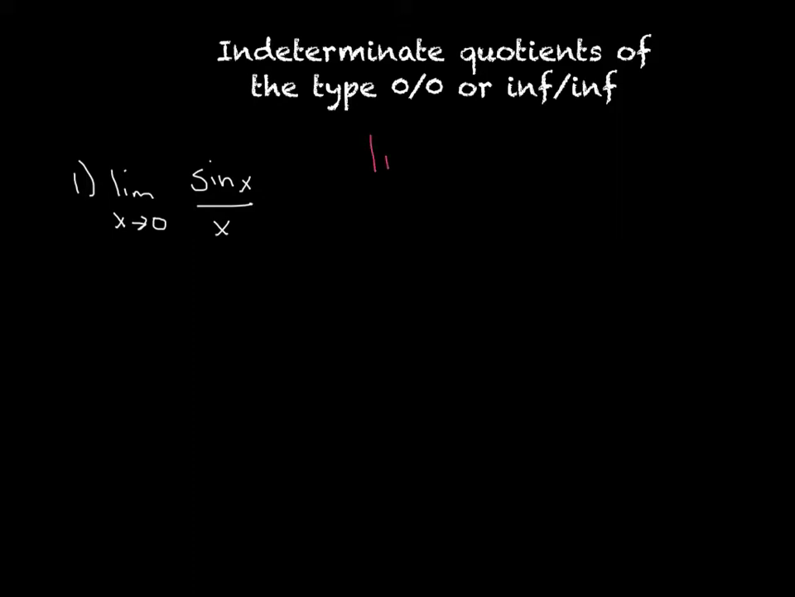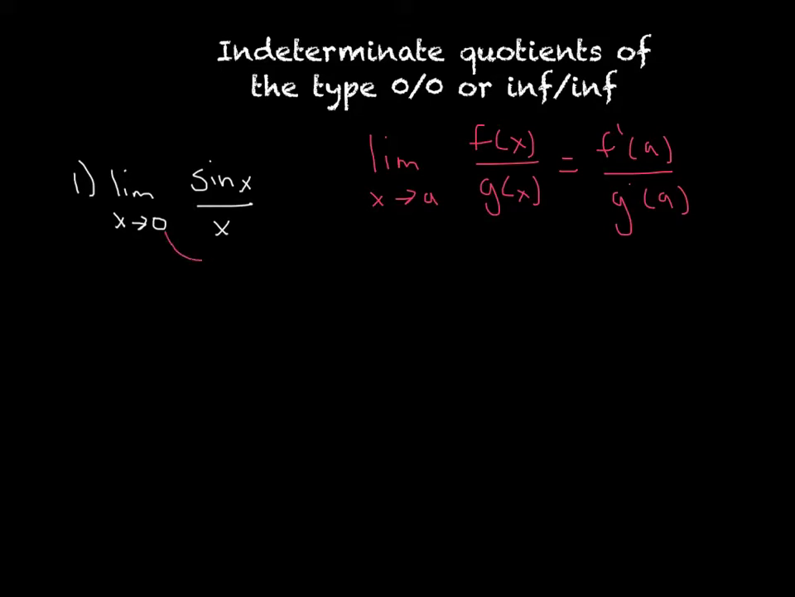The limit as x approaches a, some number, of f of x over g of x is equal to f prime of a divided by g prime of a. All right, so basically pretty simple. Take the derivative of the top divided by the derivative of the bottom. So let's just do this first example.